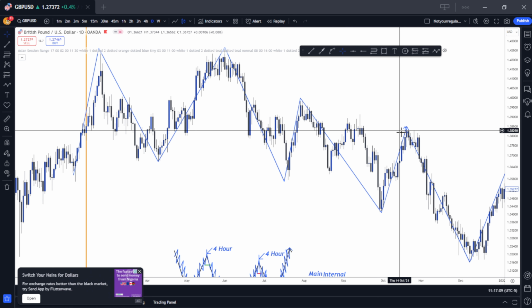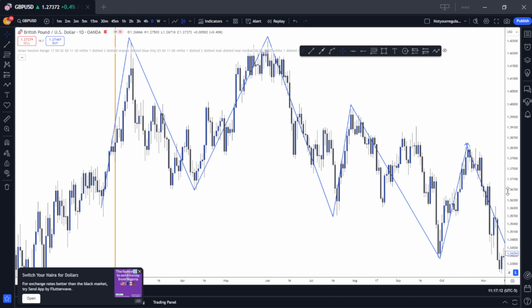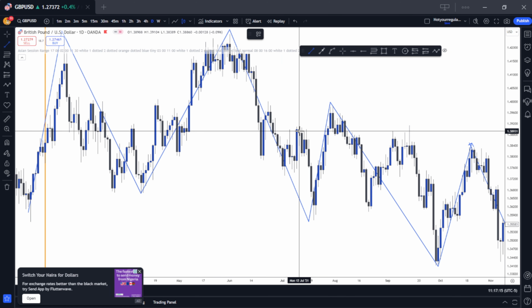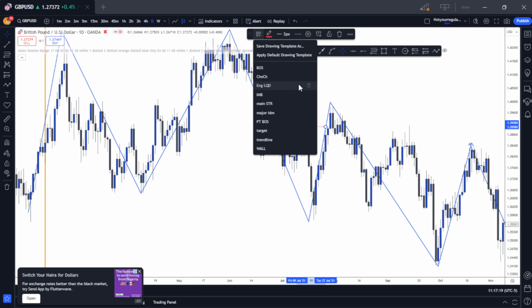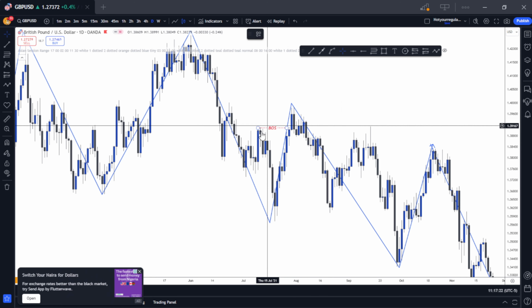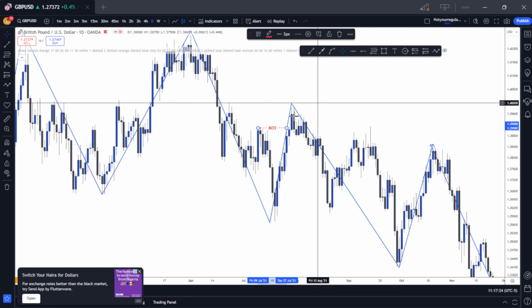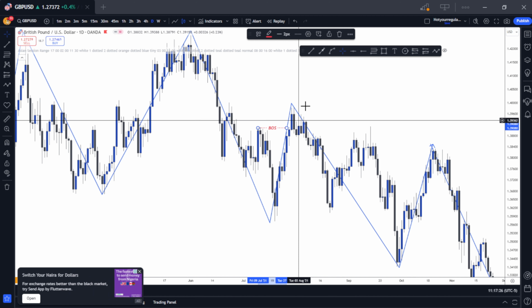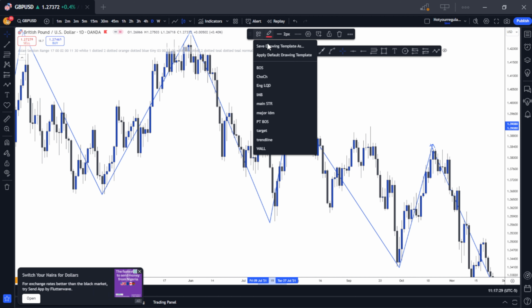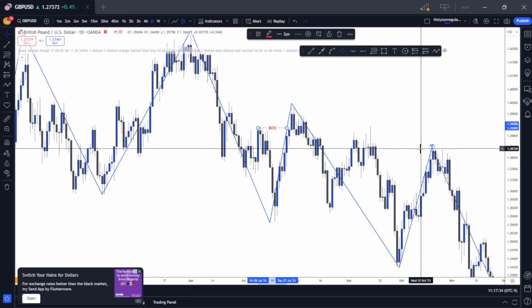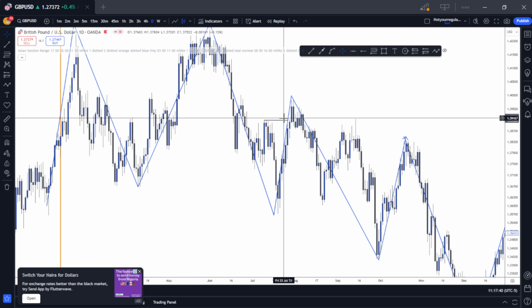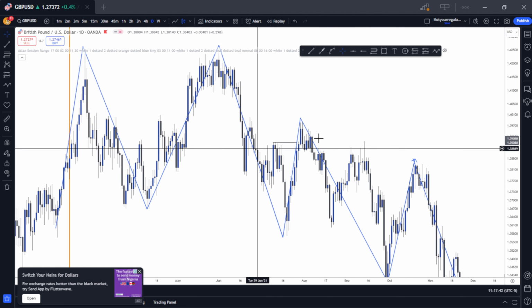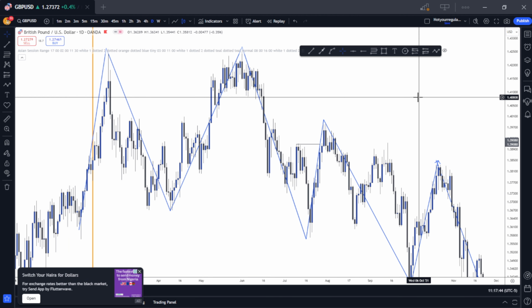Some people will be like, why didn't I mark this as a break of structure? Well, this is not a break of structure. It's an inducement point. It's just to fake out traders into thinking the trend has changed. It's an inducement point, not a break of structure.